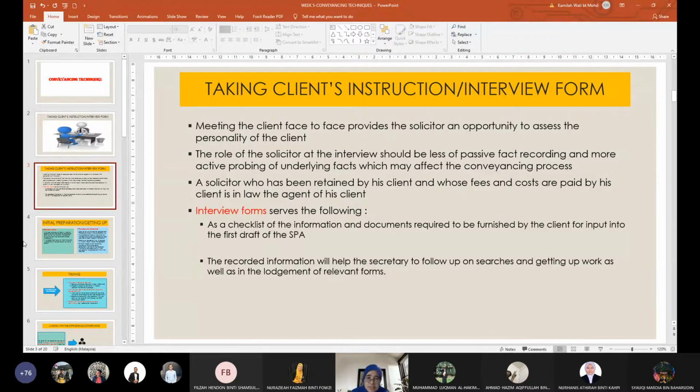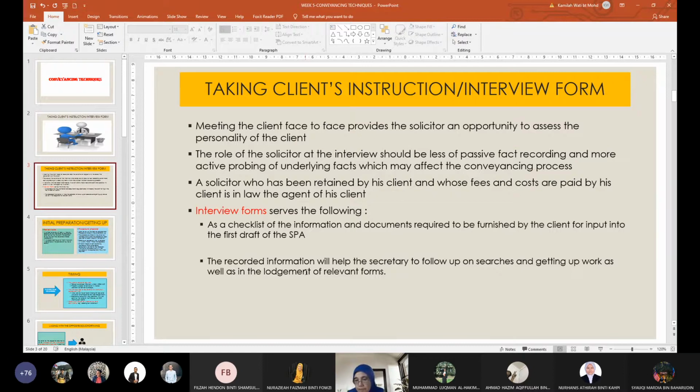Okay. So a solicitor who has been retained by his client and whose fees and costs are paid by his client is in law the agent of his client. Interview forms serve the following. Biasanya kita akan ada lah interview forms tu. As a checklist of the information and documents required to be furnished by the client to prepare the first draft. The recorded information will help the secretary to follow up on searches and getting up as well as enlargement relevant forms. So from the interview, kita dah dapat the relevant information for us to start drafting the SMP.